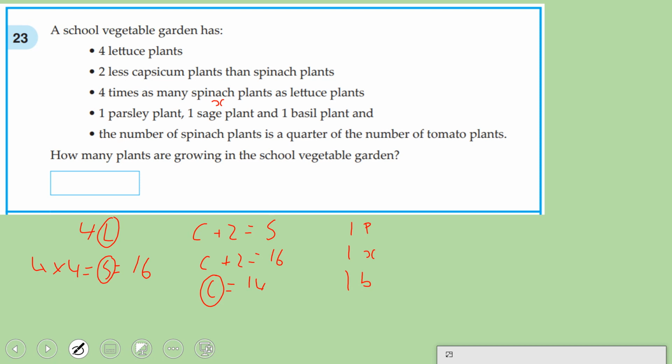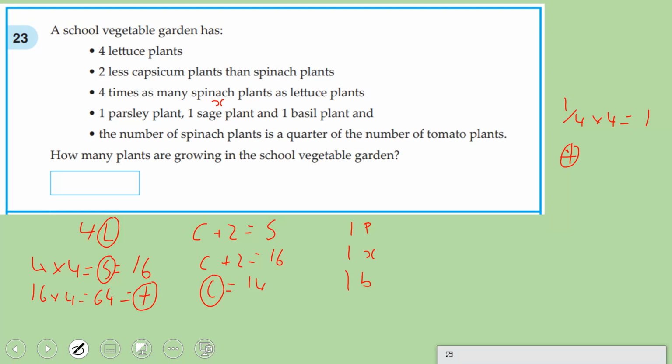The number of spinach plants is a quarter of the number of tomato plants. Spinach plants is 16, a quarter of 16. 16 is a quarter of the tomato, which means we've got to times by 4, because obviously 4 quarters make a whole. So 16 times 4 equals 64. Your calculator will tell you that. And that equals the number of tomato plants.